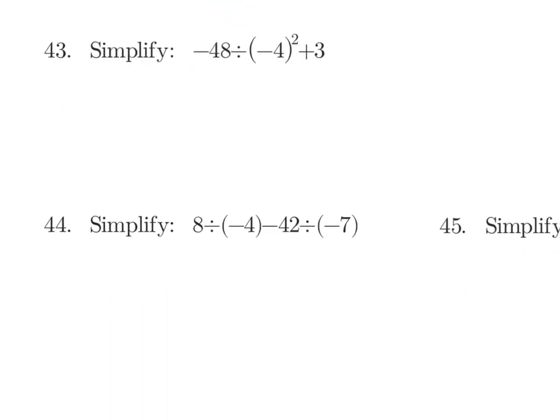All right, let's go ahead and look at 43. We have negative 48 divided by negative 4 squared plus 3. We do not have any parentheses in this step. We're going to go ahead and start with our exponents. Negative 4 squared is positive 16. You have negative 4 times negative 4. Your negatives are going to cancel out. From there, we can go ahead and divide. Negative 48 divided by 16 is negative 3. And then now if we add, we get negative 3 plus 3 is 0.